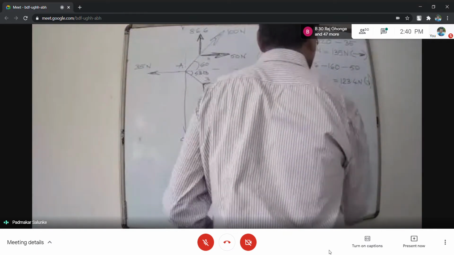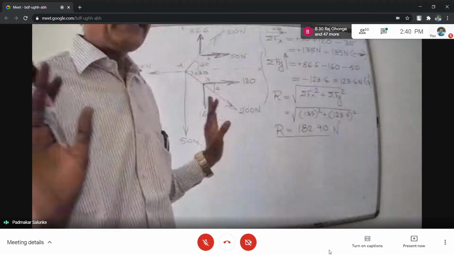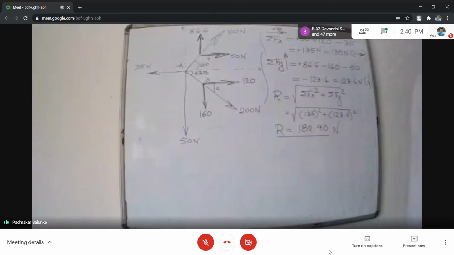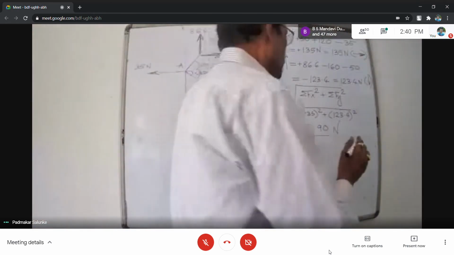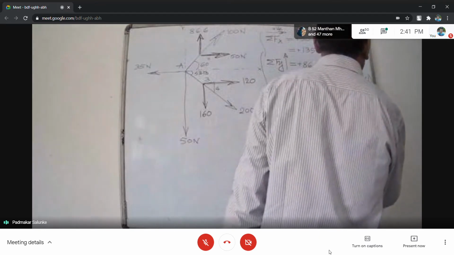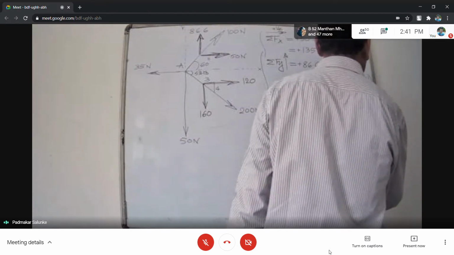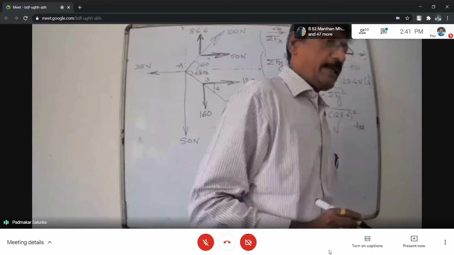182.90. Is it correct? Please write in your notebook also. 182.90 Newton is the magnitude of the resultant. This is your answer number one. Answer number one.